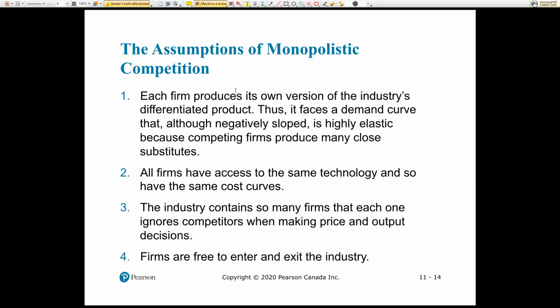Assumption of monopolistic competition: each firm produces its own version of the industry's differentiated product. And this is what I was saying. So it's highly elastic demand, because competing firms produce many close substitutes. All firms have access to the same technology and have the same cost curve. So this is an assumption.